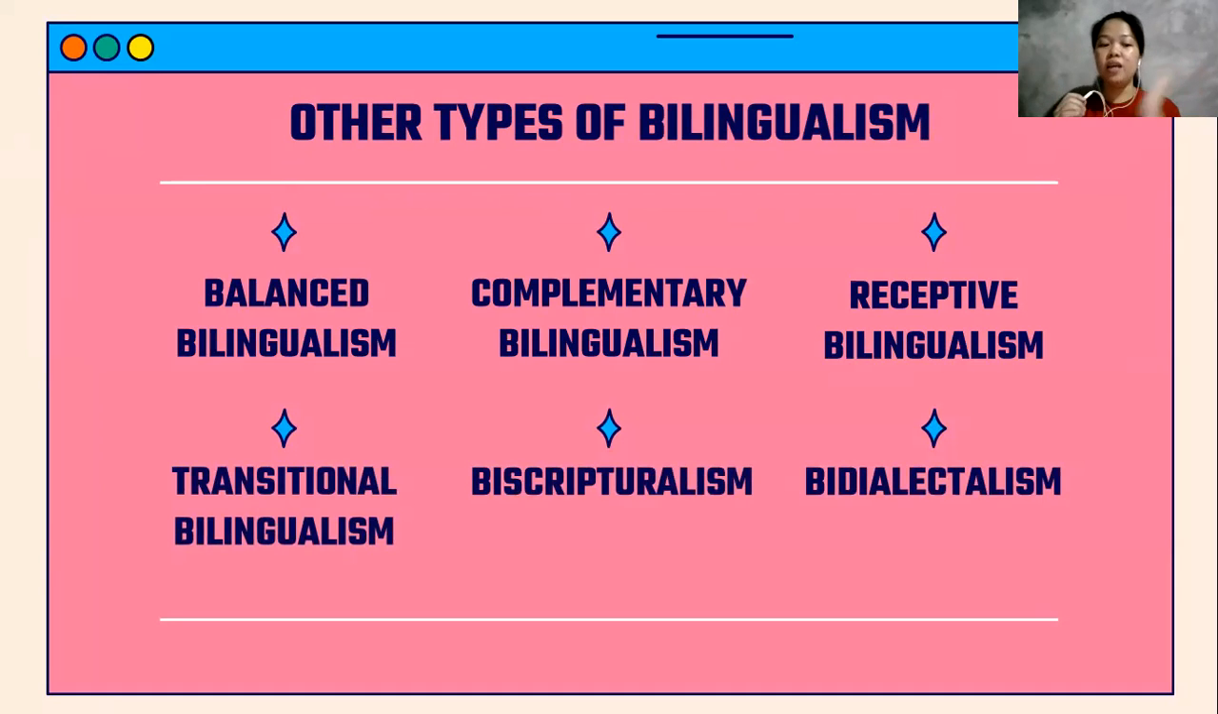Now, a complementary bilingual is someone who can only function in one language in a few domains while communicating in another language in other domains. So, for example, at work, when you're an English teacher, you're only allowed to speak English when you're working, and then you speak Bisaya when you are at home, so that you are a complementary bilingual. We also have receptive bilingualism.